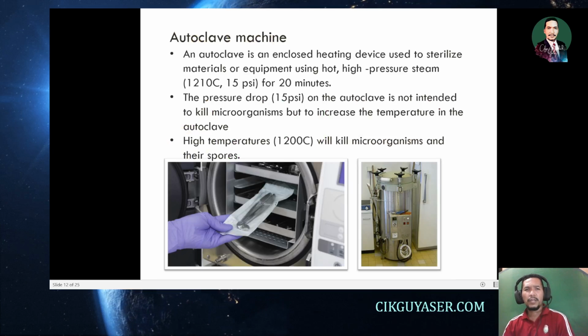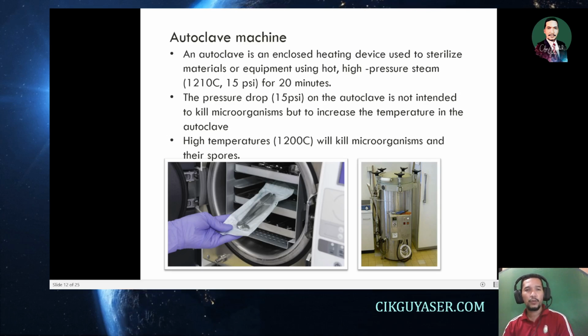So what is an autoclave machine? We see some of the categories being managed by autoclave machine. An autoclave is an enclosed heating device used to sterilize material or equipment using hot high pressure steam at around 121 degrees Celsius, and the pressure is around 15 psi for 20 minutes.